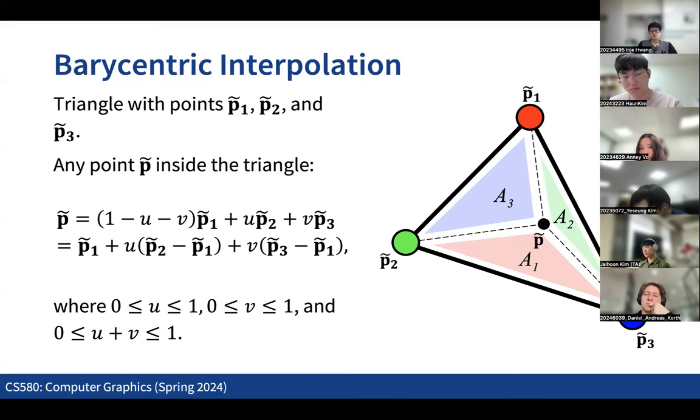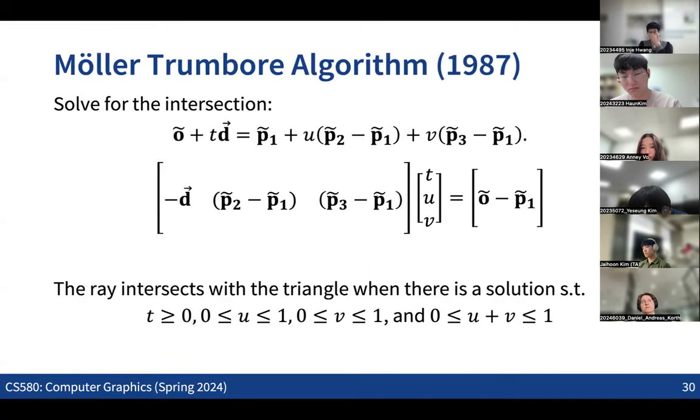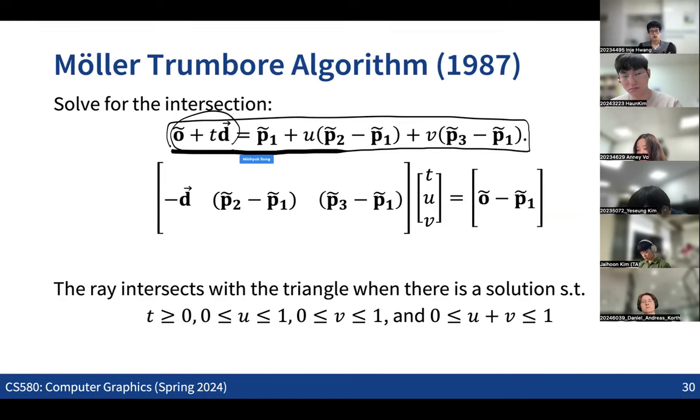Then what we can do is plug the barycentric equation of each point into our ray equation, and we can see these two should be the same. The left-hand side is the equation for the ray, and the right-hand side is the equation based on the barycentric coordinates.